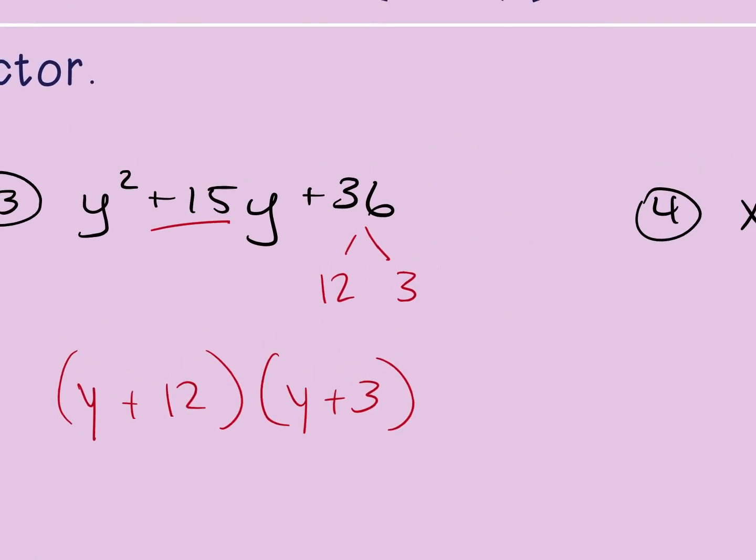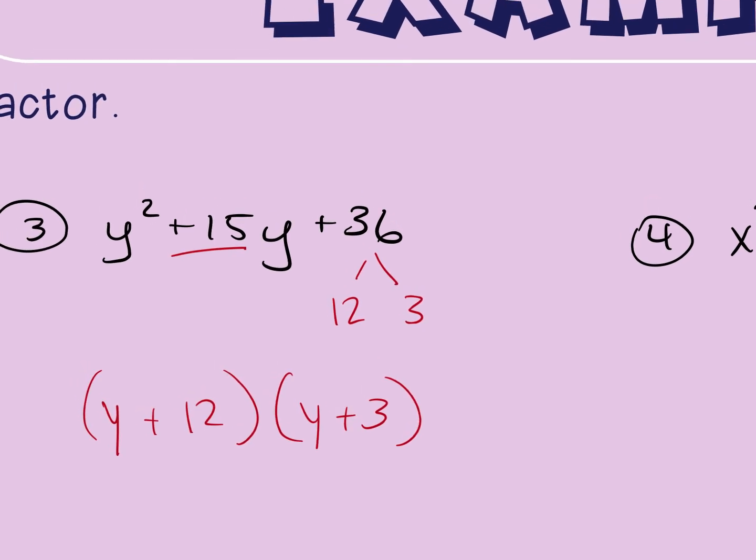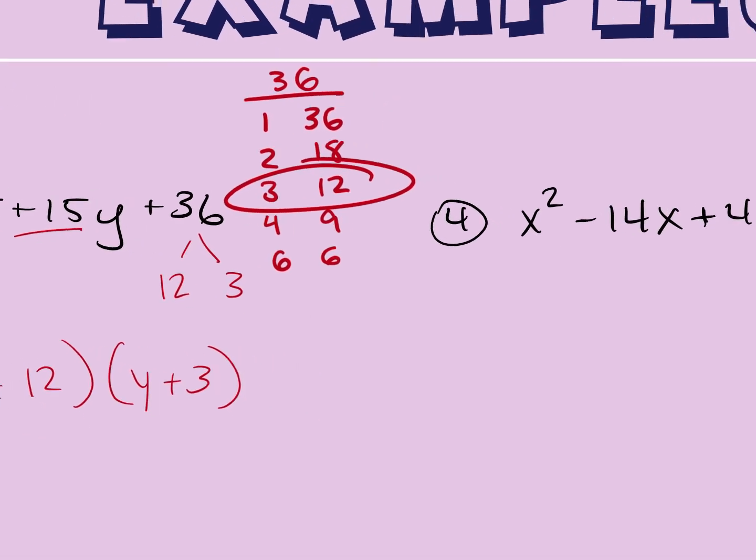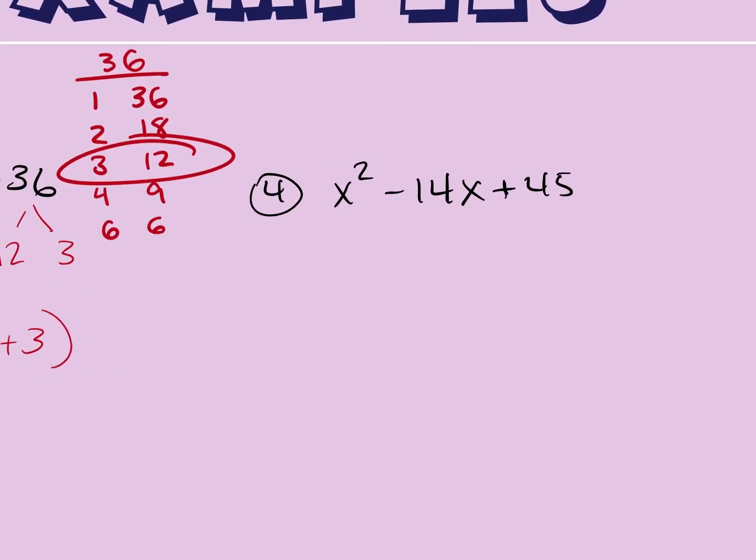If we didn't know our factors that added to 15 right off the bat, make a little chart on the side. My factors of 36 would be 1 and 36. That doesn't add to 15. We have 2 and 18. That doesn't work. 3 and 12. I have 4 and 9, 6 and 6. So I would just go through, starting with 1, see if 2 is a factor, 3 is a factor, and find the pairs, and then find which one adds to 15. So that would be 3 and 12. So you can always make a little chart to help you find the factors.